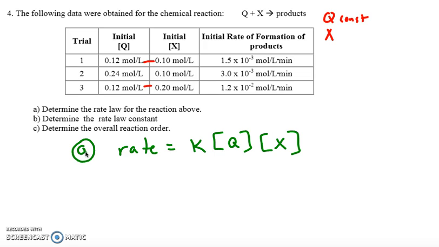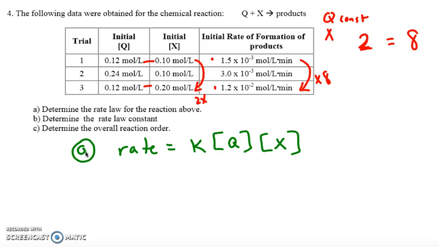All right, so if Q is constant, what's happening with X? From trial 1 to trial 3, we see a doubling of X, right? So if we take X and we double it, we see that's a doubling. What's the effect on the rate? From 1.5 times 10 to the negative 3 up to 1.2 times 10 to the negative 2. Now it's kind of hard to see this mentally. What you should do is take your calculator, take the larger number, and divide it by the smaller number. And so the effect of doubling reactant X, you're going to discover that when you divide those two numbers, it's going to be an increase of 8 times.